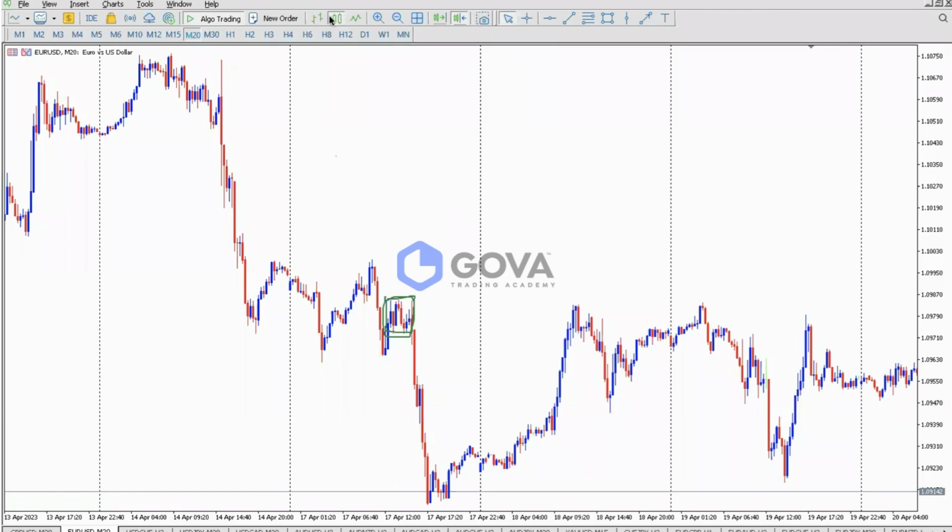Now, in this area here, how many basing candlesticks do we have on this level? First of all, we have 1, 2, 3, 4, 5, 6, 7, 8, and 9. We have 9 candlesticks on this basing area. 9 basing candlesticks in the area.